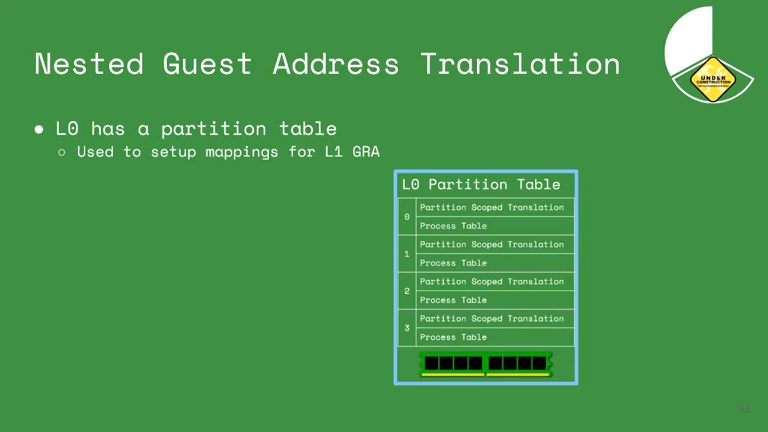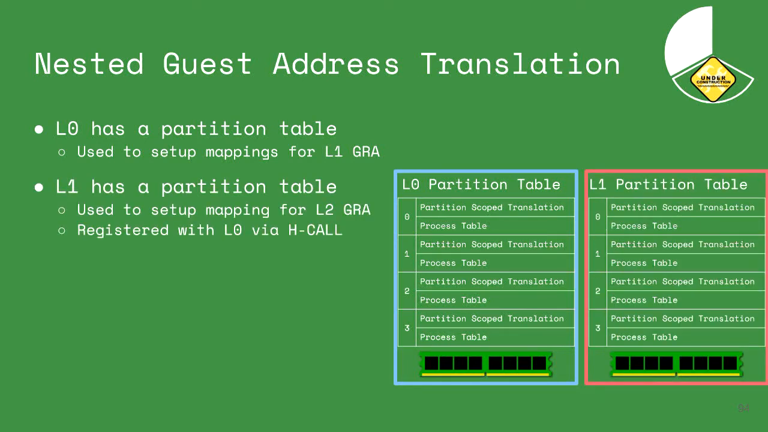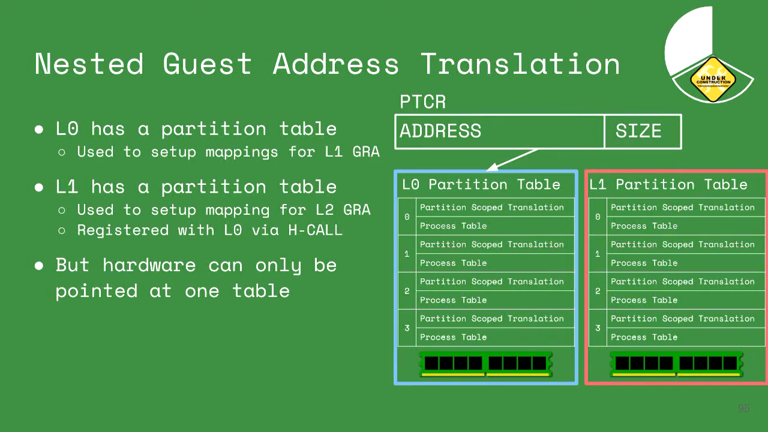So level 1 has this partition table I introduced earlier, which is used to set up mappings for its level 1 guest real address space. Level 1 is taking on some of the hypervisor functionality, and so it also allocates one of these partition table things, so it can set up mappings for its level 2 guest real address space. And it now has to register this with level 0 via an H-call. But there's only one PTCR. Hardware can only know about one partition table. We could switch the pointer, but then we'd have to flush all of the hardware caches, so this would be slow and inefficient.